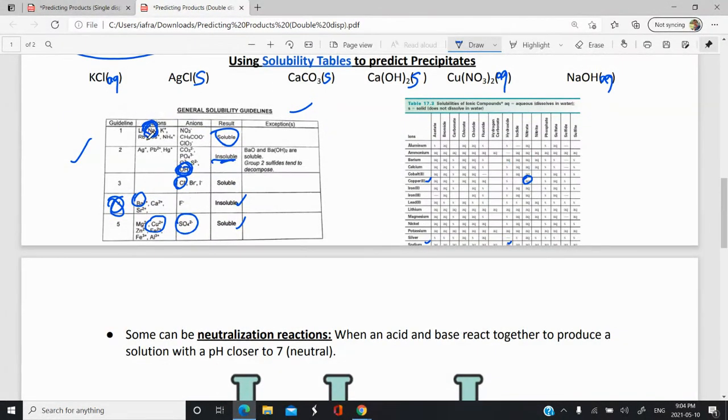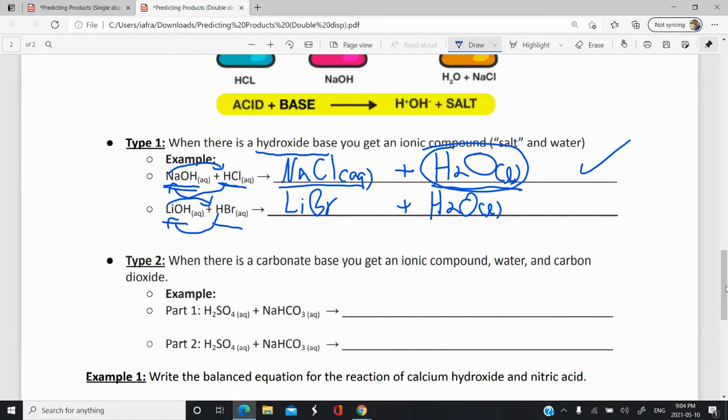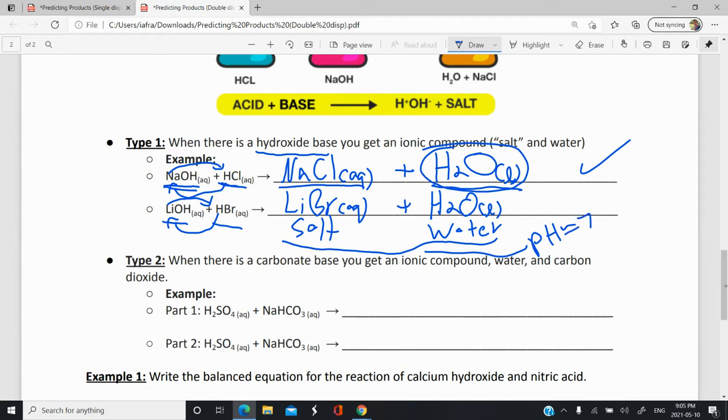So lithium's up here. Bromine's down here. Yeah, that's soluble as we predicted. So that's going to be aqueous here. And here we have our salt and our water. And after the neutralization reaction, remember that the pH is closer to 7. So pH is a little bit closer to 7 than before. So here we have our base plus our acid, and that produces salt plus water. And that's just a double displacement reaction that would be classified as neutralization.